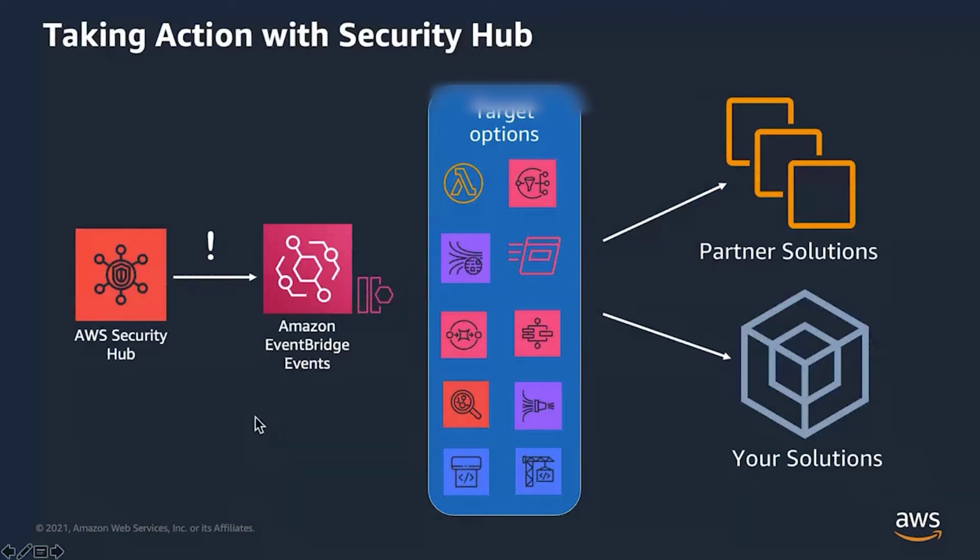Security Hub findings are automatically sent to CloudWatch events. You can set up CloudWatch event rules to pick up relevant findings and trigger Lambda functions or send them on to various other services. You could enrich those findings with additional data, maybe GeoIP data or other contextual information. And then you can send those findings on to either a partner solution or a solution you've built to take further action. Let's go ahead and jump into the console.